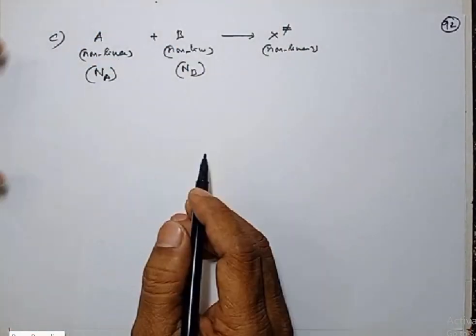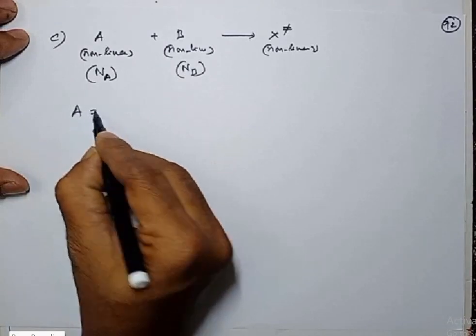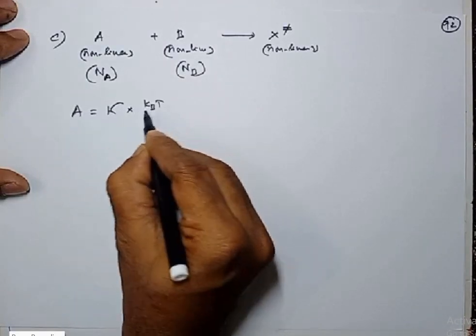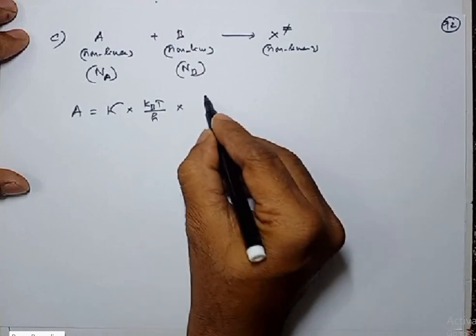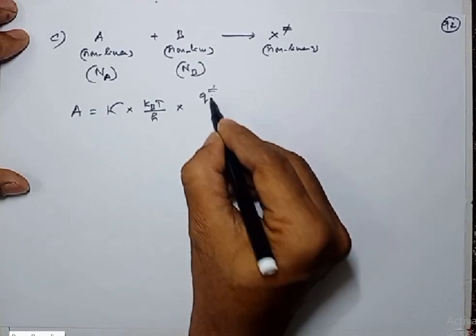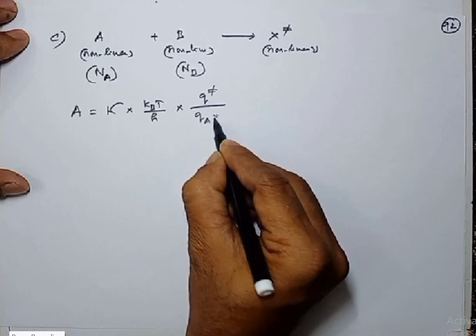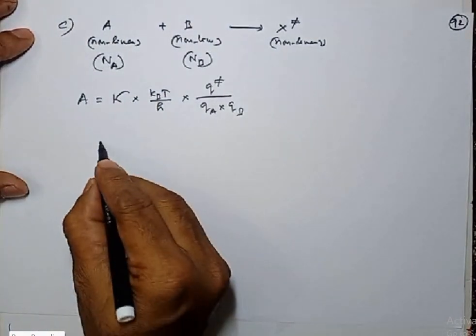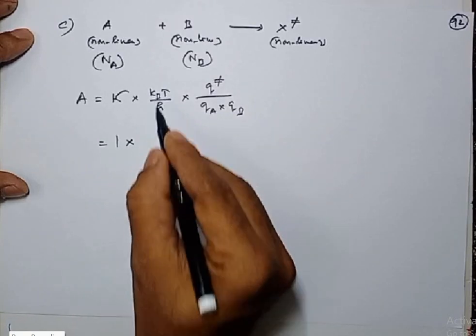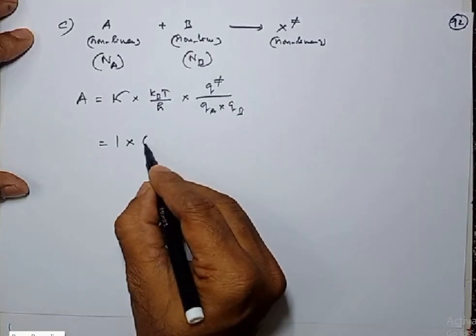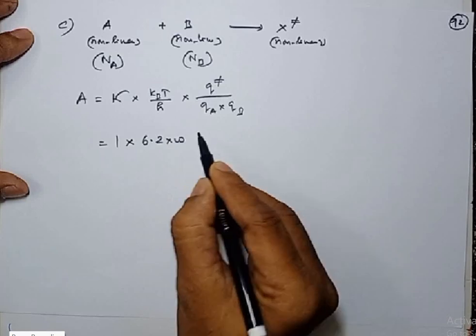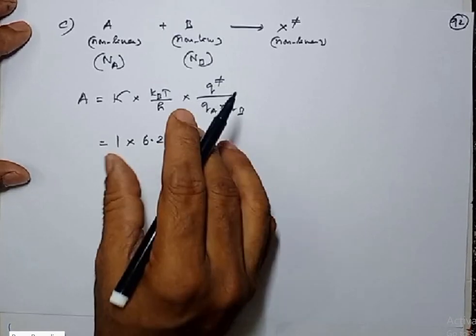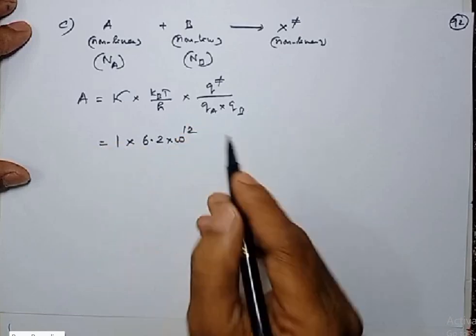Okay, now listen. So what's the formula? You know, A is equal to kappa into KBT by h into Q double dagger by QA into QB. This is the formula for the pre-exponential factor. Kappa value is 1. KBT by h at 290 Kelvin is 6.2 into 10 to the power 12 second inverse. Okay, this is a value you should remember.